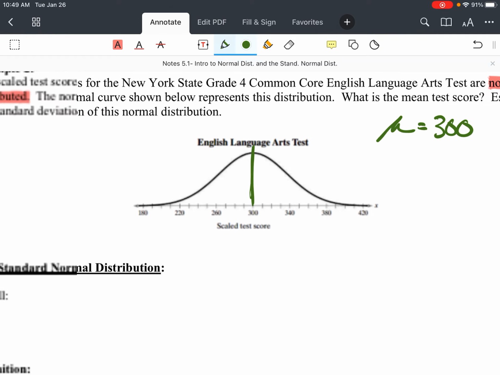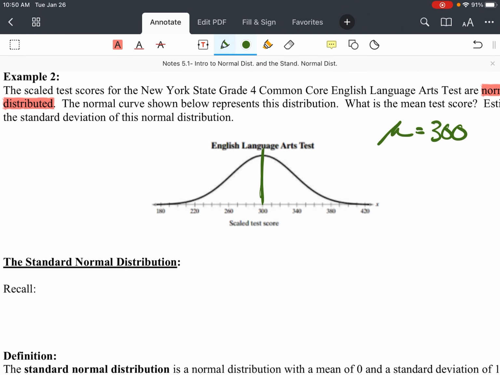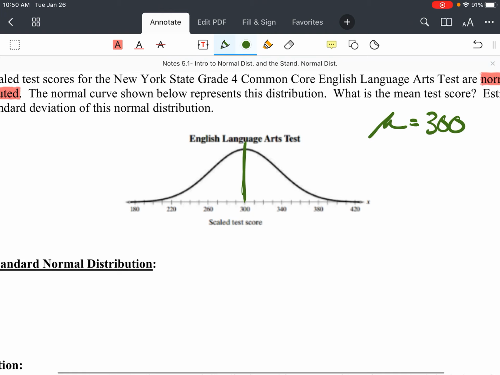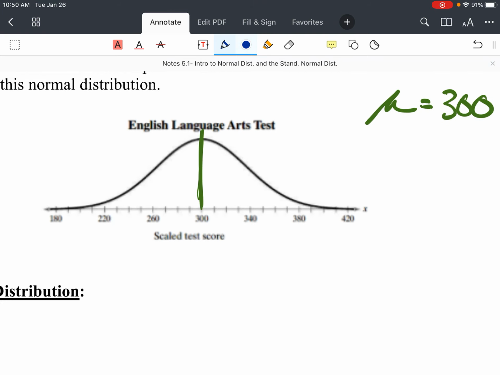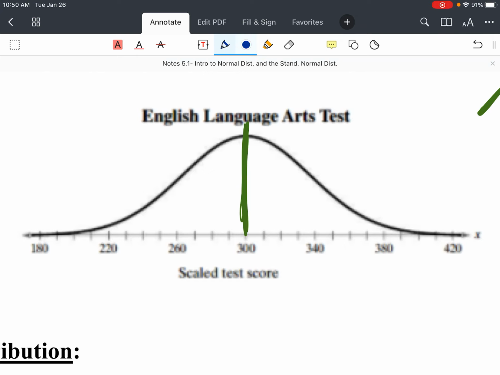Okay. Now, to do the standard deviation, what we're going to be looking for is the inflection point. Taking a look at this is kind of hard to tell, but we can estimate that maybe it's about right here. Everybody might have something slightly different here, but if we were to estimate, we're looking for those inflection points, where it stops curving downward and where it starts curving upward. Okay, so our inflection points happen at about 260 and 340.